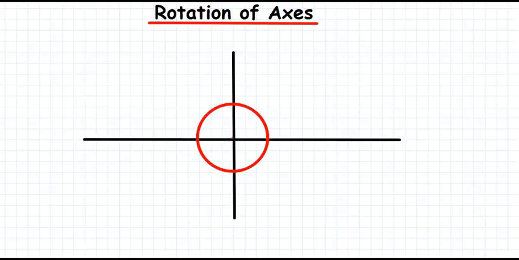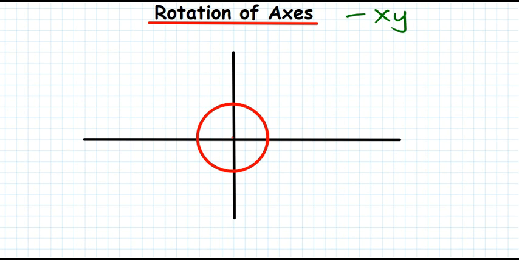Alright, so we're going to talk about rotation of axes. Up until this point, we've not discussed a form where we can have a product of x and y in the equation of the conic sections. So we use rotation to actually deal with that.